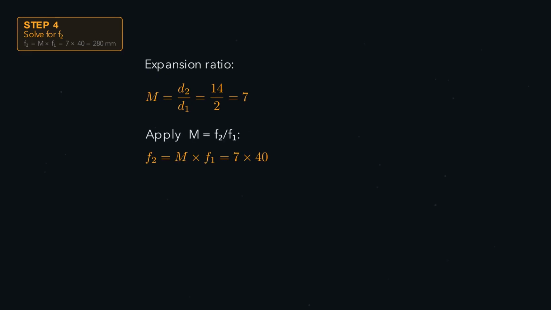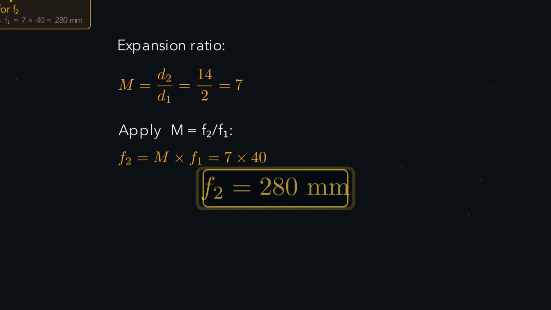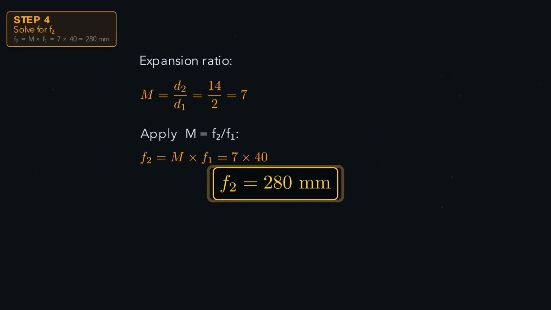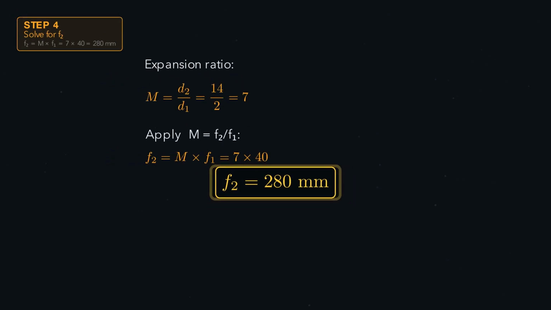Let's compute. The expansion ratio is 14 divided by 2. That's 7. So f2 over f1 must equal 7. With f1 equal to 40 millimeters, f2 is simply 7 times 40. That gives us 280 millimeters.